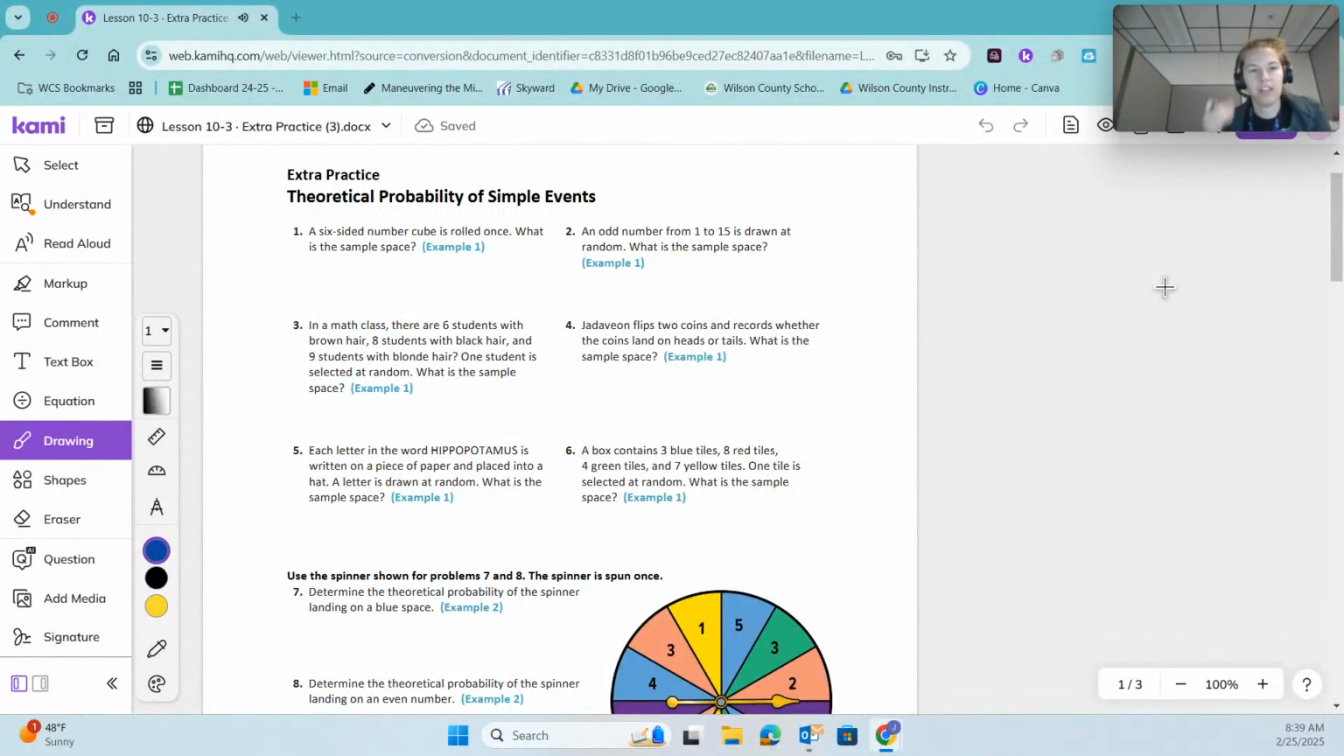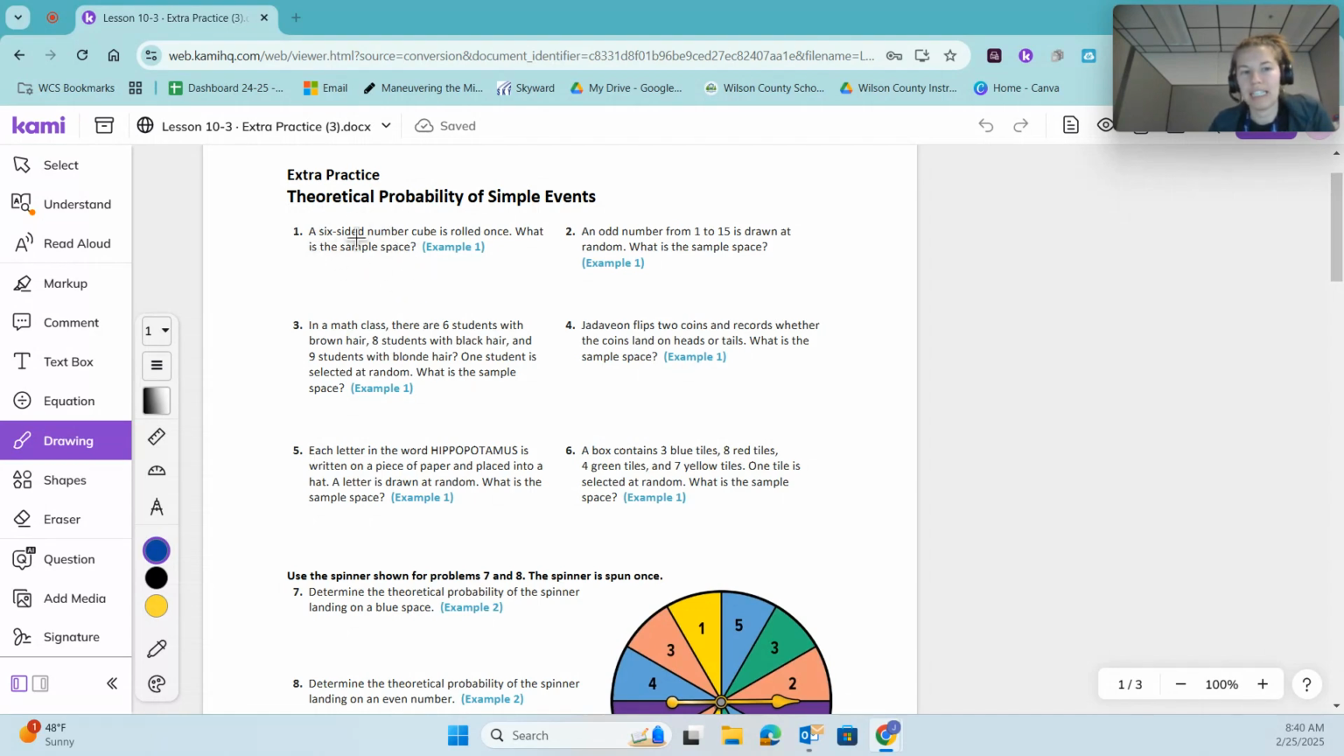Today we are talking about theoretical probability. We've done experimental probability, which is the probability when you actually perform the experiment. Theoretical is what you assume will happen based on the situation at hand.